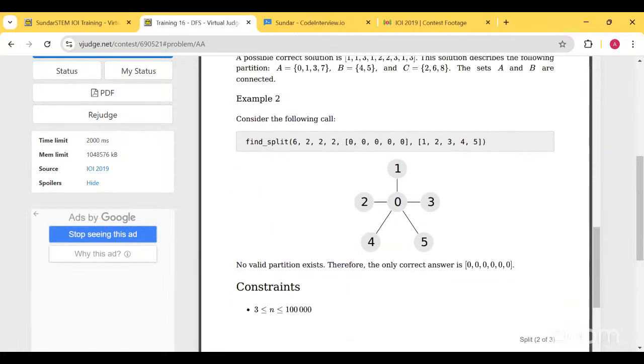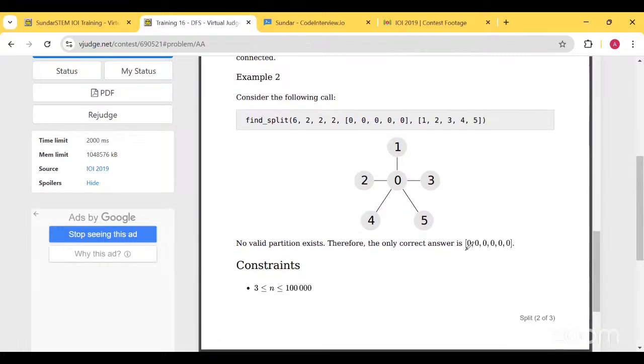Okay. If it is impossible, just return a vector with size n that consists of 0. It is like when we print -1 if impossible. But because this is a functional problem, we should return a vector. So just return 0, 0, 0, 0, 0. All right.